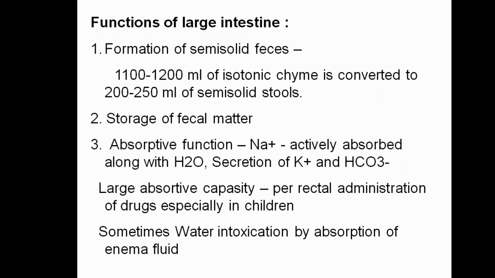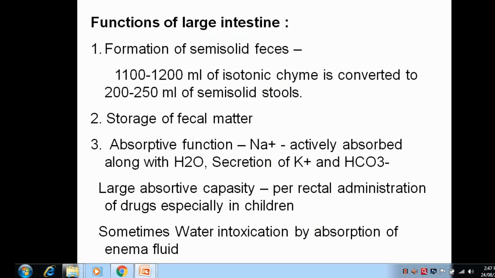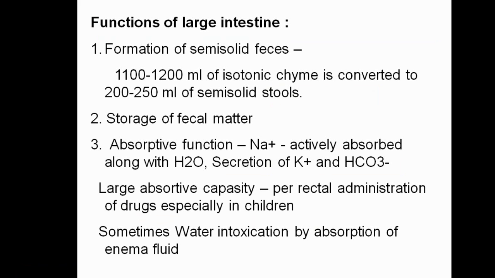When you see the functions of the large intestine, the first is formation of semi-solid feces. About 1000 to 1200 ml of isotonic chyme is converted to 200 to 250 ml of semi-solid stools. This is the first function, formation of semi-solid feces. Second is storage of fecal matter.